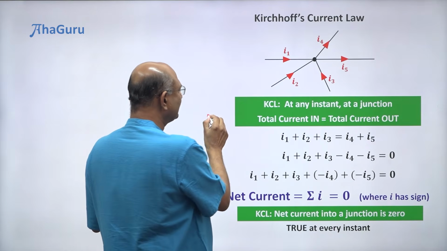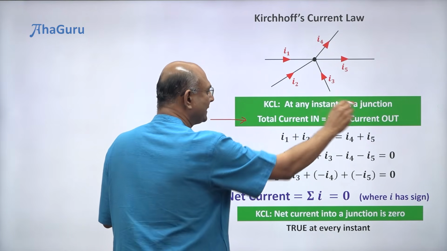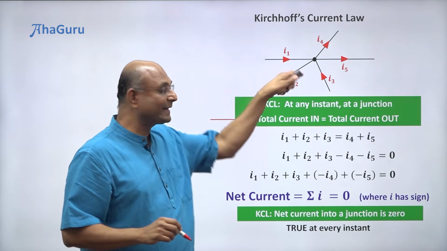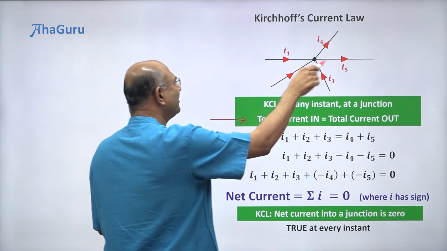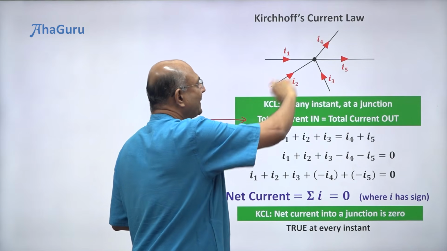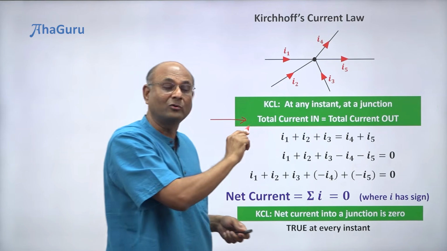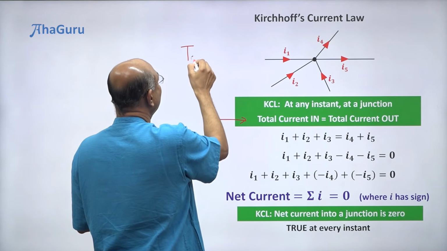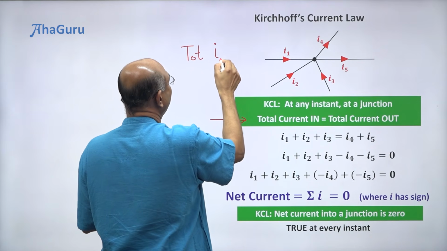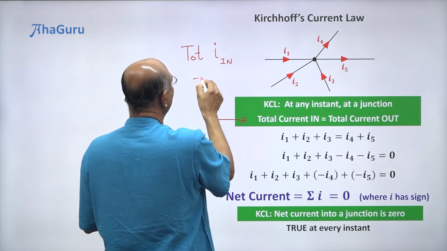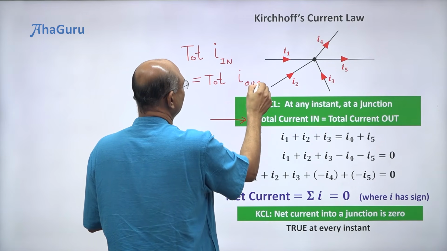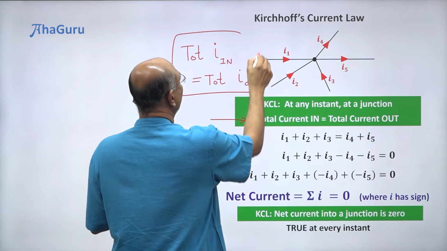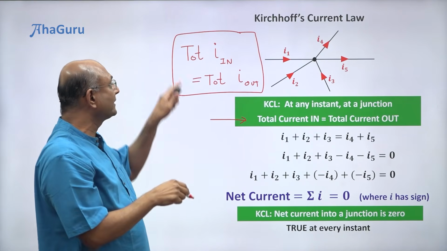But we can also say Kirchhoff's current law is this statement: total current entering the junction is equal to total current exiting the junction. Then we don't have to worry about the sign. We just take proper currents entering and currents going out. Then we can say total currents entering the junction is equal to total currents exiting the junction. So this is the most common way in which we will be using Kirchhoff's law.